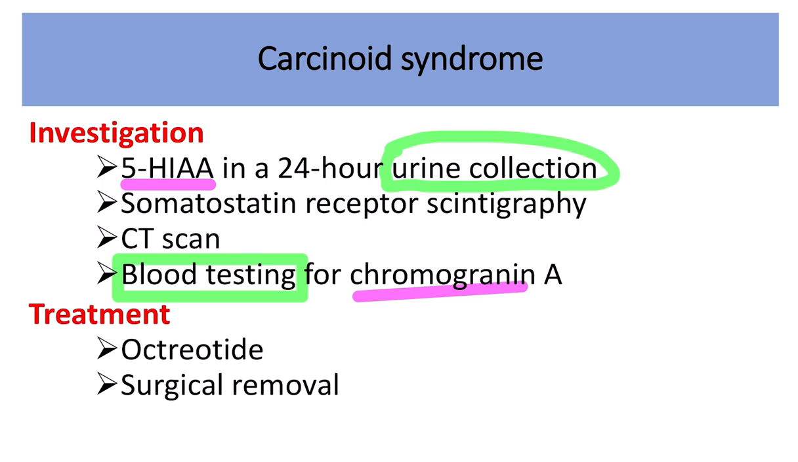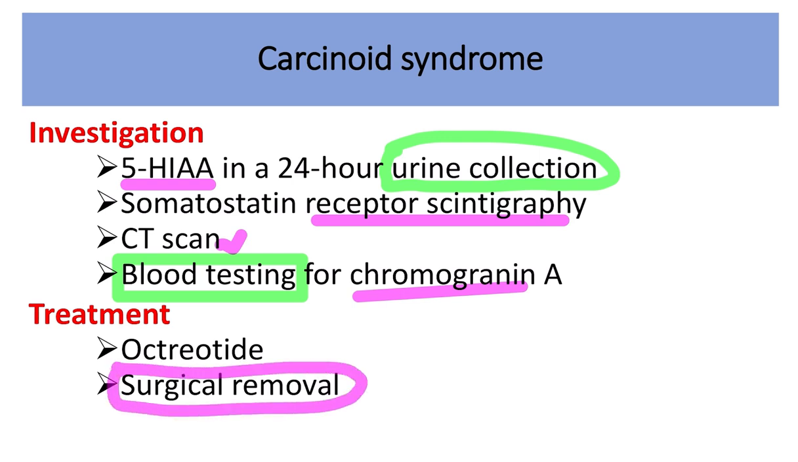Other investigations that can be done are somatostatin receptor scintigraphy and CT scan. And what is the treatment of carcinoid syndrome? Actually, most of the tumors require surgery. So surgical treatment is the main or definitive treatment, but octreotide may be used to reduce symptoms such as diarrhea and other symptoms.